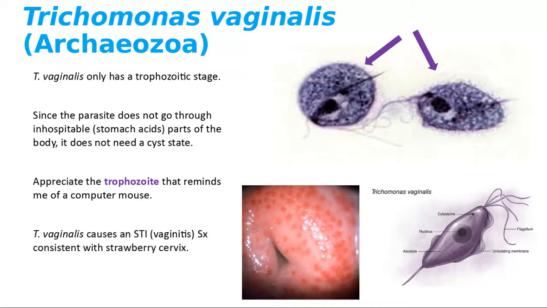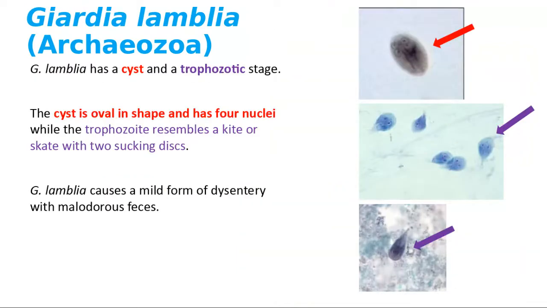All right. Giardia. We've talked a little bit about this already, so you should remember this. Giardia has a cyst and a trophozoite. You're responsible for both of them, right? It belongs to the archaeozoa. The cyst is oval in shape and has 4 nuclei in it. You can count those: 1, 2, 3, 4. And when the cyst breaks apart, those nuclei become trophozoites.